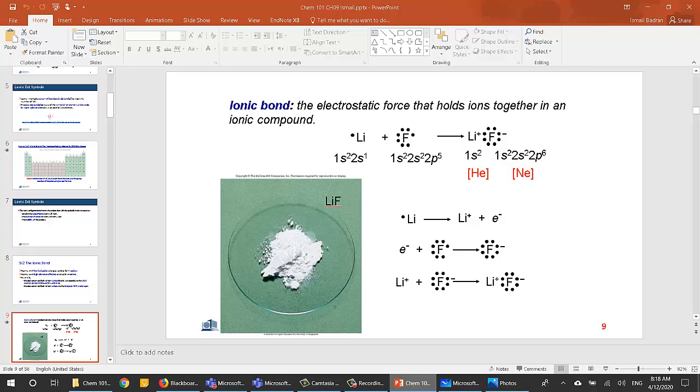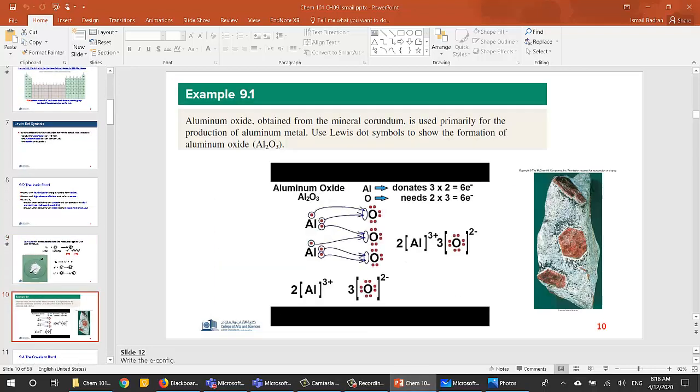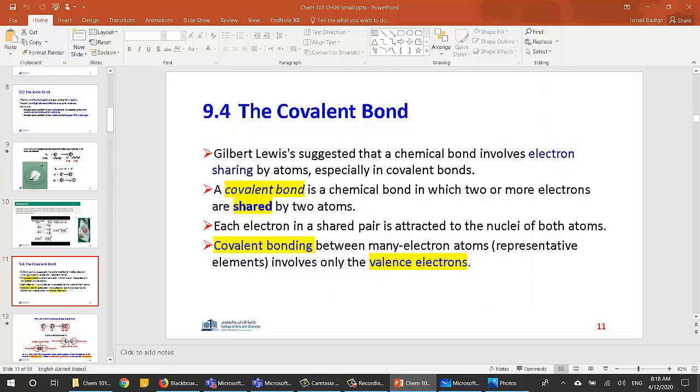This is another example, lithium and fluorine. When lithium loses an electron, it becomes like helium. Fluorine, when it gains an electron, becomes like neon, and you form the ionic bond between lithium and fluorine to form the salt LiF. So that's the ionic bond.